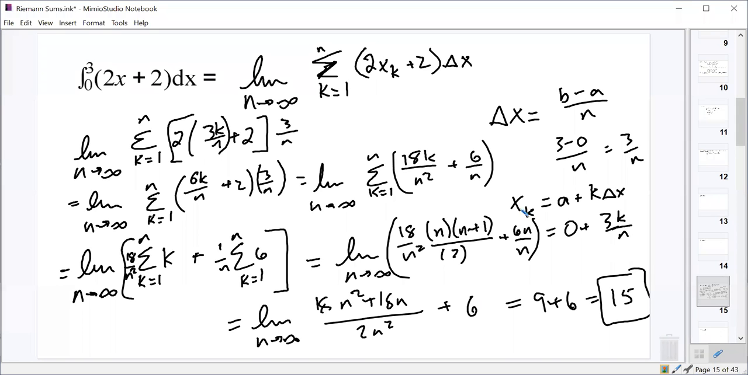And a bit more work than just taking the integral of it, right? And getting x squared plus 2x, evaluating that at 3 and 0 and finding the difference, which is also 15. But this is how the work was originally done by Newton.